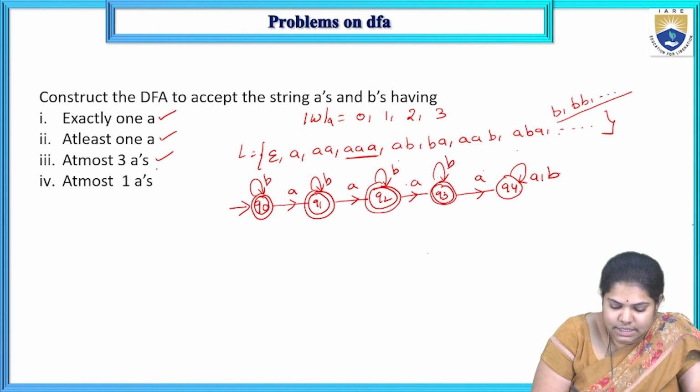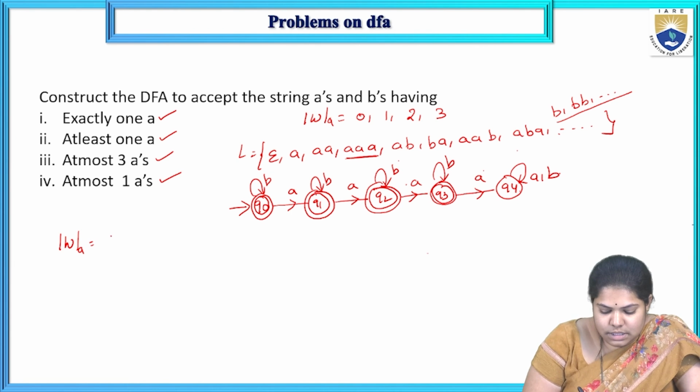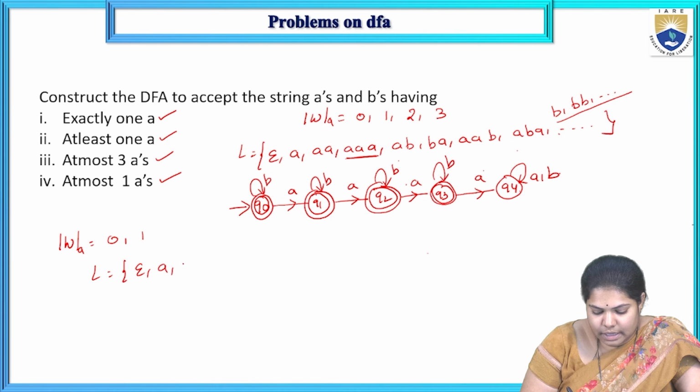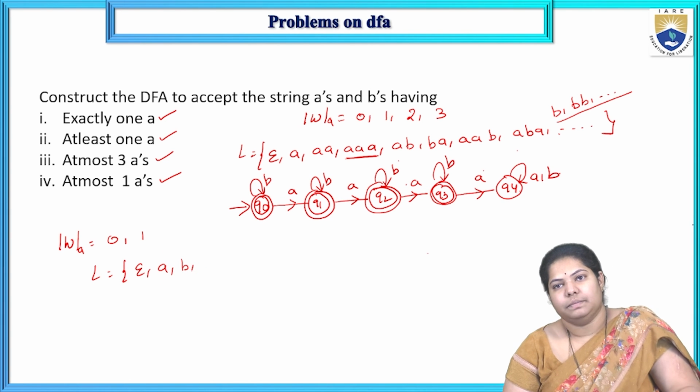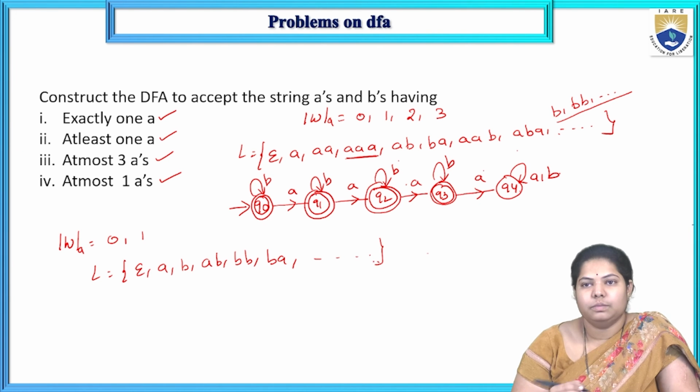The next one is at most 1A. That means the number of A's should be 0 or 1. So what will be the language here? The language will be epsilon, A or B. String length 1 is also A or B. Right? Or AB, BB, BA and so on. Not more than 1A should be accepted.